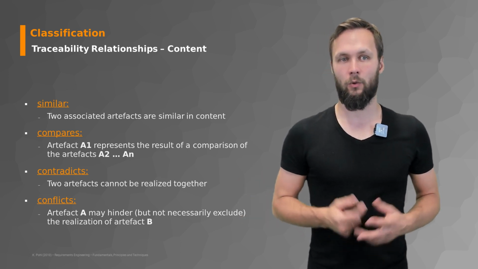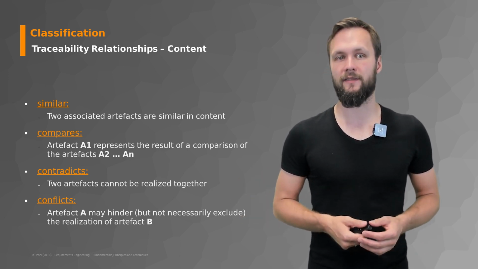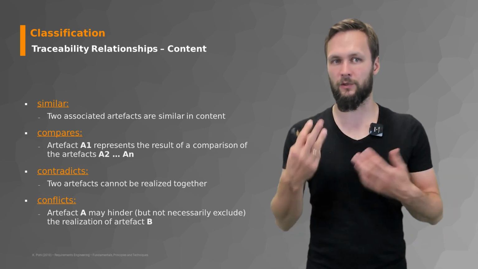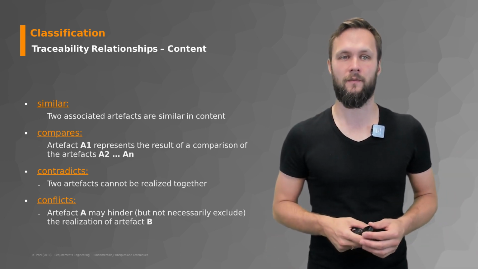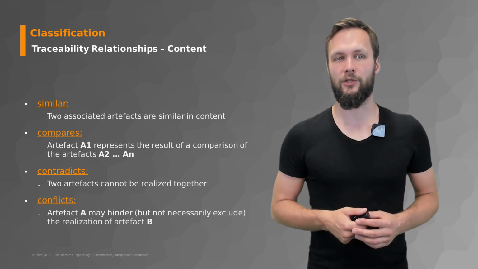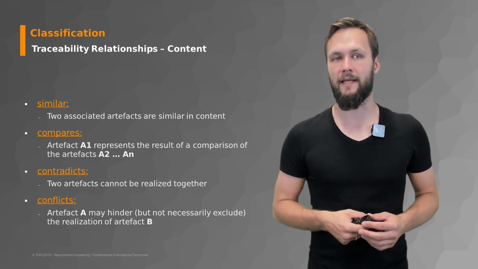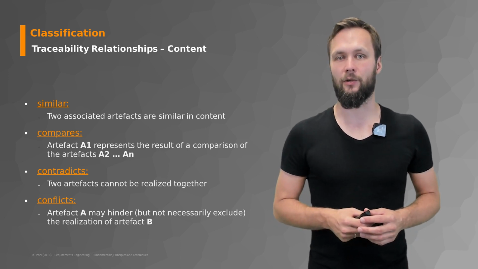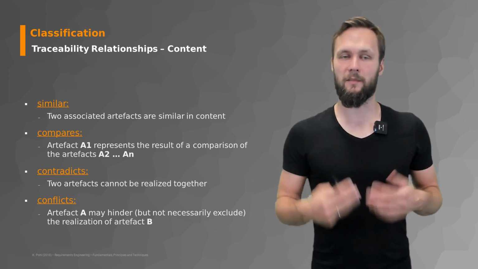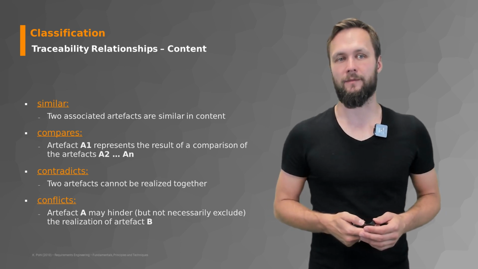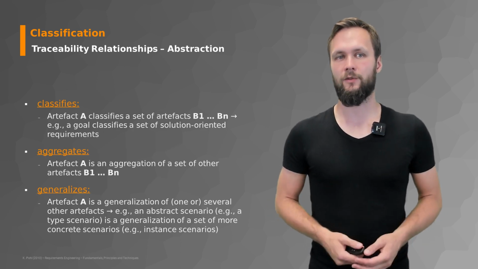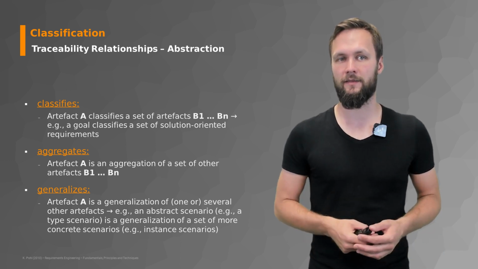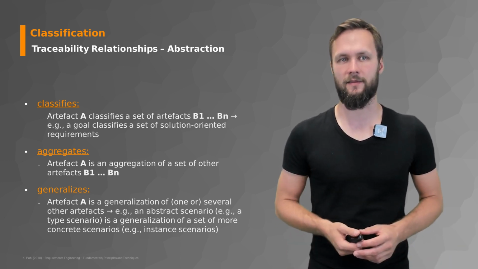AN. Or contradictions, where 2 artifacts cannot be realized together, then we're back to negotiations and conflict resolutions from the previous lectures. And there could be also a relationship conflicts. Artifact A may hinder, but not necessarily exclude the realization of artifact B. That also might be a cause to go back to negotiation. Next, we have the traceability relationship of abstraction, where you have classifies, aggregates, and generalizes.